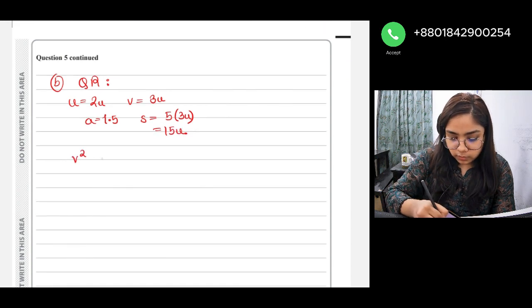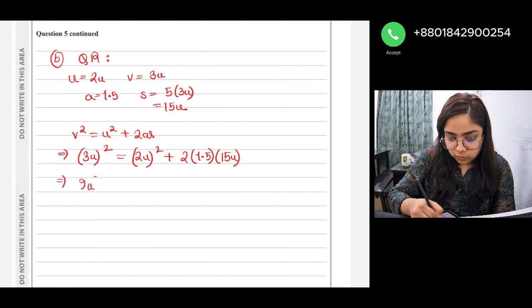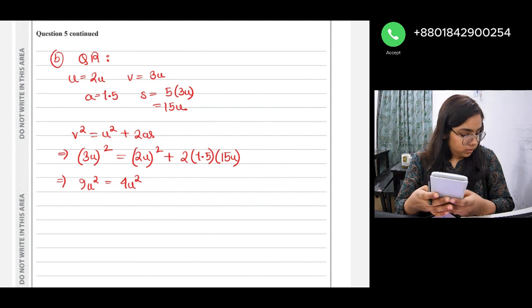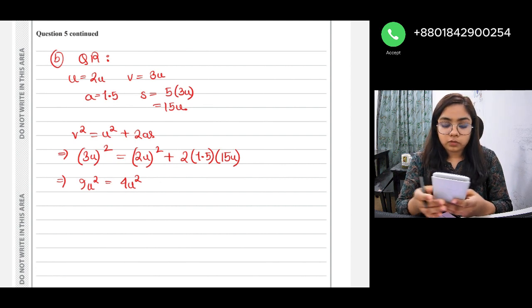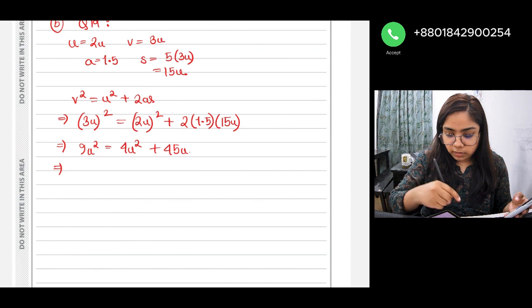Now we can use the equation v squared equals u squared plus 2as, where v squared is going to be (3u) whole squared. This is going to be (2u) whole squared plus 2 times 1.5 and then again 15u, right? So from this part you get 9u squared, 4u squared, and 1.5 into 2 into 15. So 1.5 into 15 into 2 is actually going to be 45u. So if you take everything to the left hand side, 9 minus 4 is going to be 5u squared plus 45 is equal to 0.